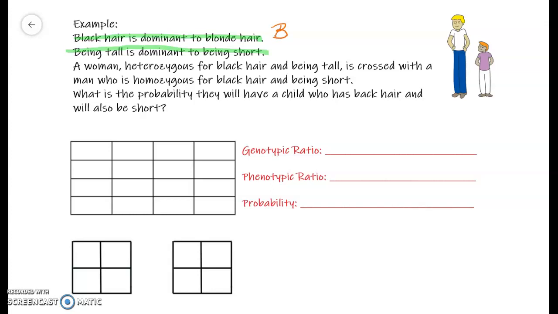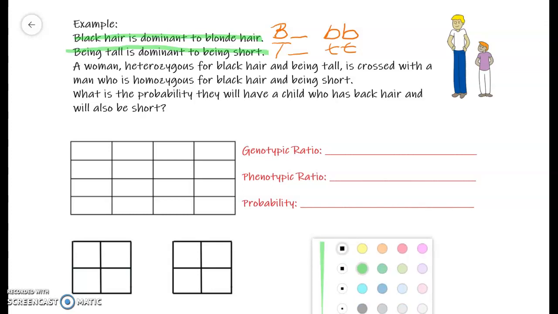An individual will have black hair as long as they have one big B. The second allele does not matter. Blonde hair is recessive, so the only way to have blonde hair is you have to have two lowercase b's. Tall is dominant to being short, so once again, as long as you have, I'll choose t's here, one big T makes you tall. The only way to be short is if you're homozygous recessive, so two lowercase t's. So we have our possibilities for each individual trait. Let's read through the rest of the problem now.